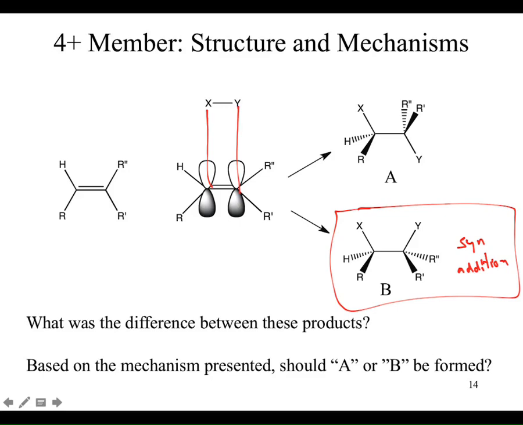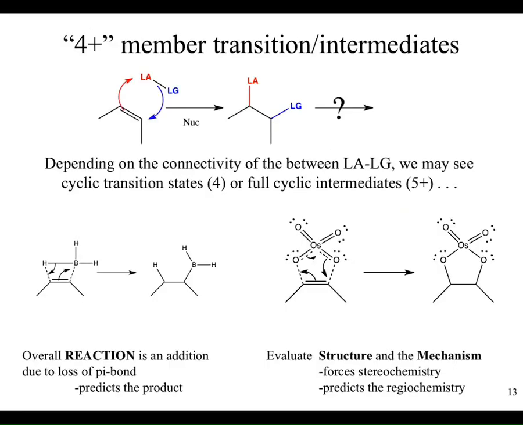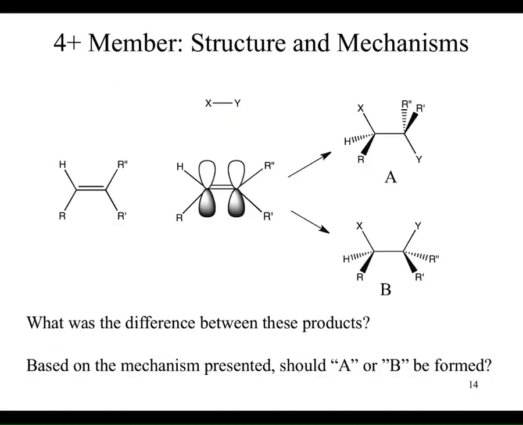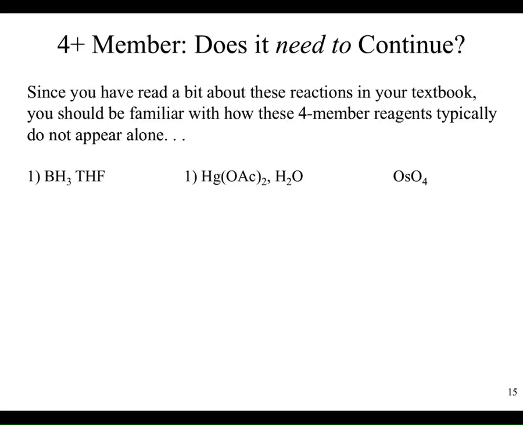If we backtrack real quickly here, we look at those products, we see boron on the structure, we see osmium on the structure. That's ugly. We haven't seen that before. Why are those there? Even if we looked in the book, those structures show up as intermediates, not as final products. Does it need to continue?